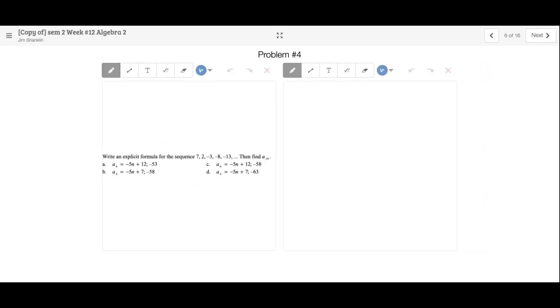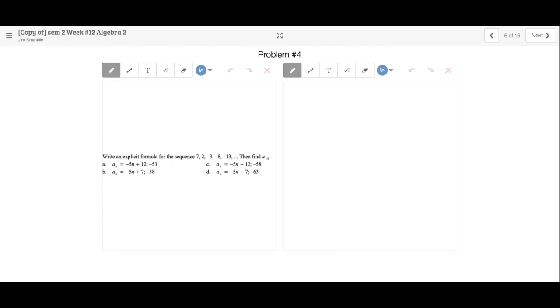Number four, it says write an explicit formula for the sequence 7, 2, negative 3, negative 8, negative 13. Well, what is my sequence there? You don't even have to write it down. I'll know. There are a couple of problems that are super easy to use Desmos on, and I know if kids use it. You could put it down that you use it. You don't have to. It makes no difference.